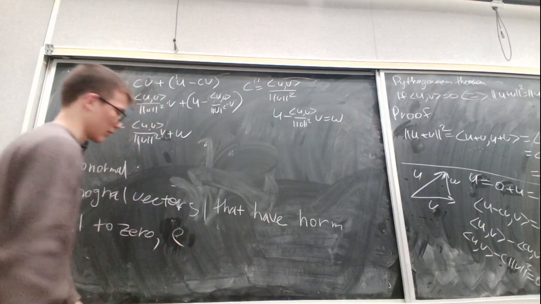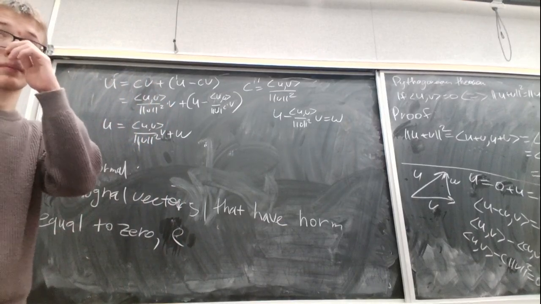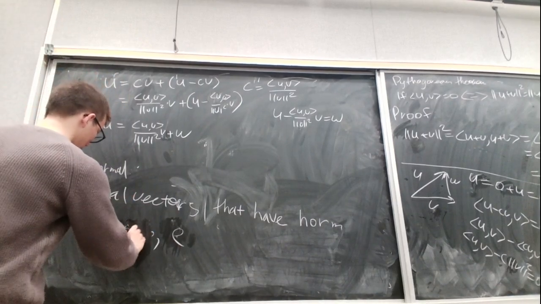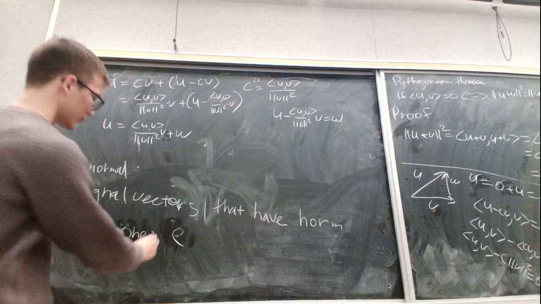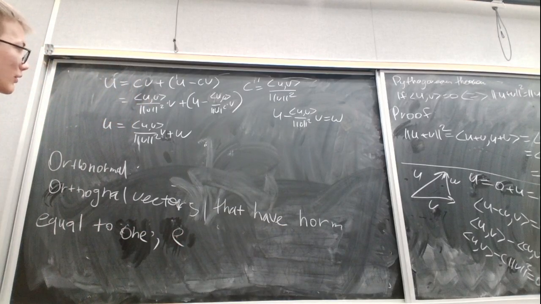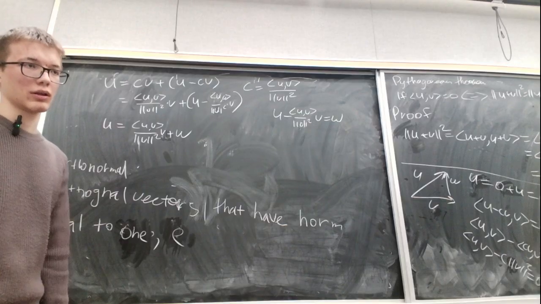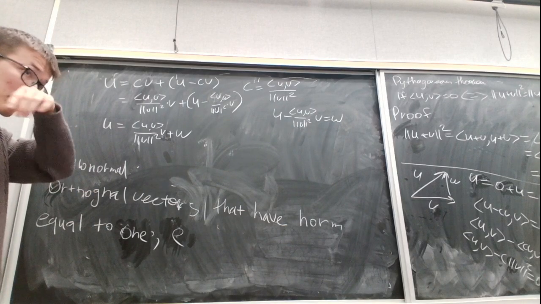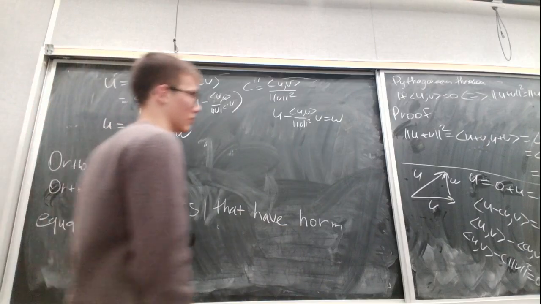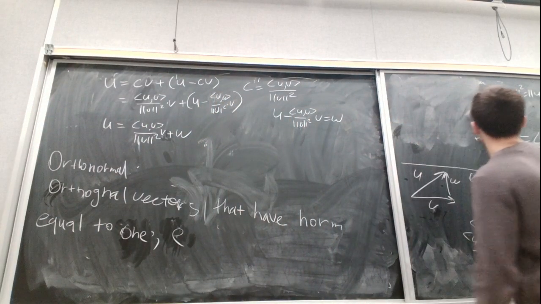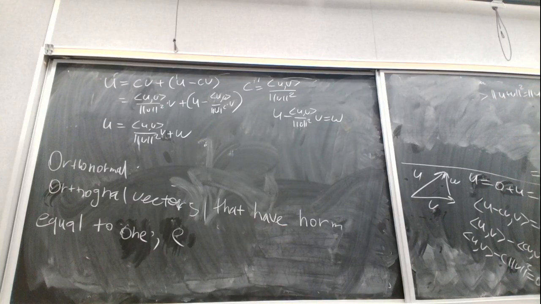Orthogonal vectors with norm equals, wait, the norm was equal to 1. Oh, 1, yeah, my bad. What is orthonormal is if you have a collection of vectors. The collection of vectors is orthonormal, meaning any two are orthogonal to each other, and the norm of each is 1.